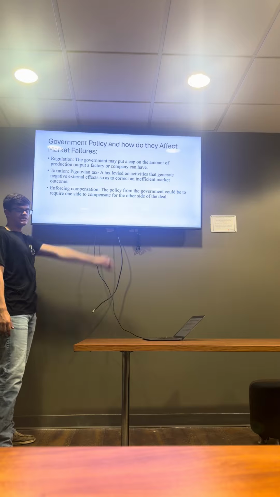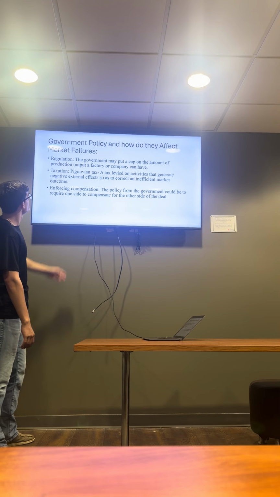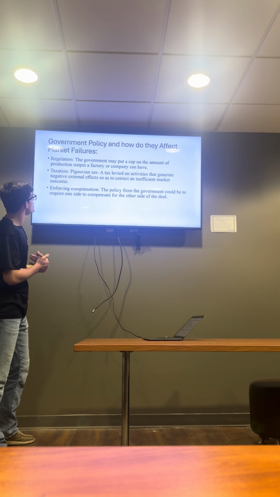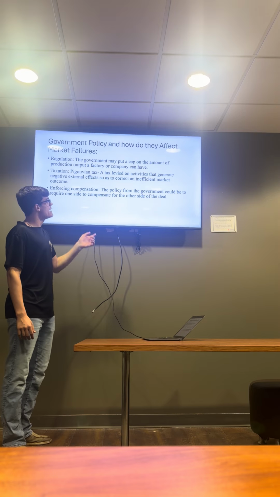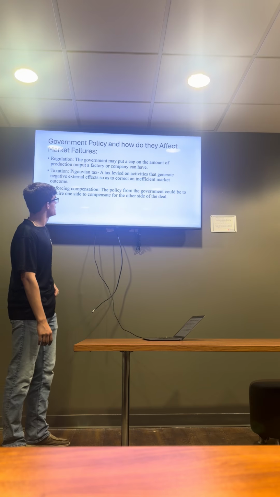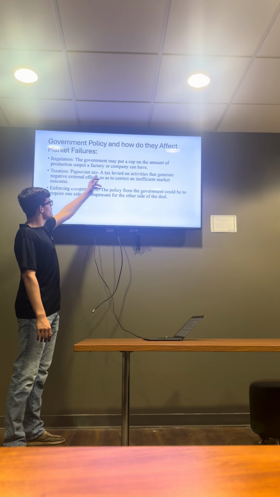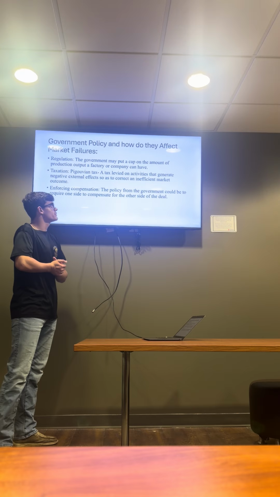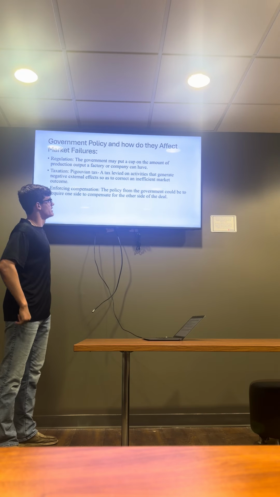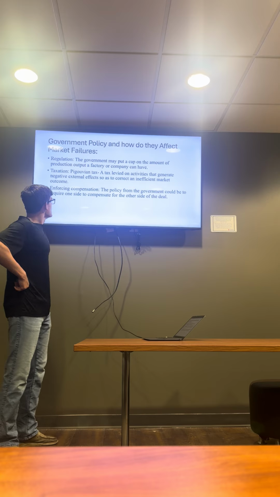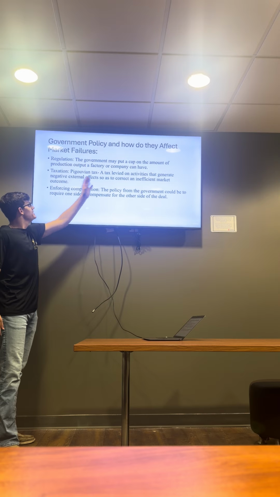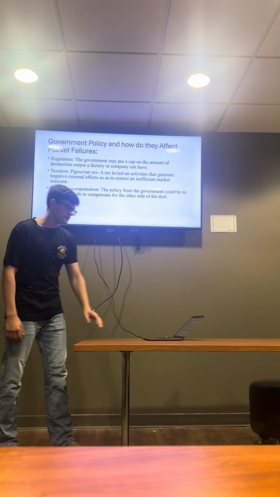Now we have government policy and how it affects markets and market failure. There are three good examples: regulation, taxation, and enforcing compensation. Regulation is where the government may put a cap on the amount of production output a factory company can have. Taxation, the Pigovian tax, is a good example. It's a tax levied on activities that generate negative external effects so as to correct an inefficient market outcome. And we have enforcing compensation. The policy from the government could be to require one side to compensate the other side of the deal.